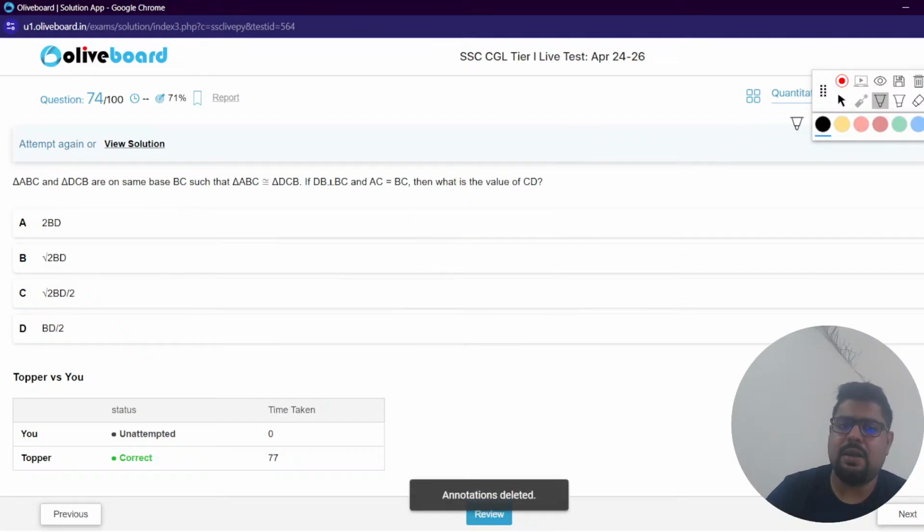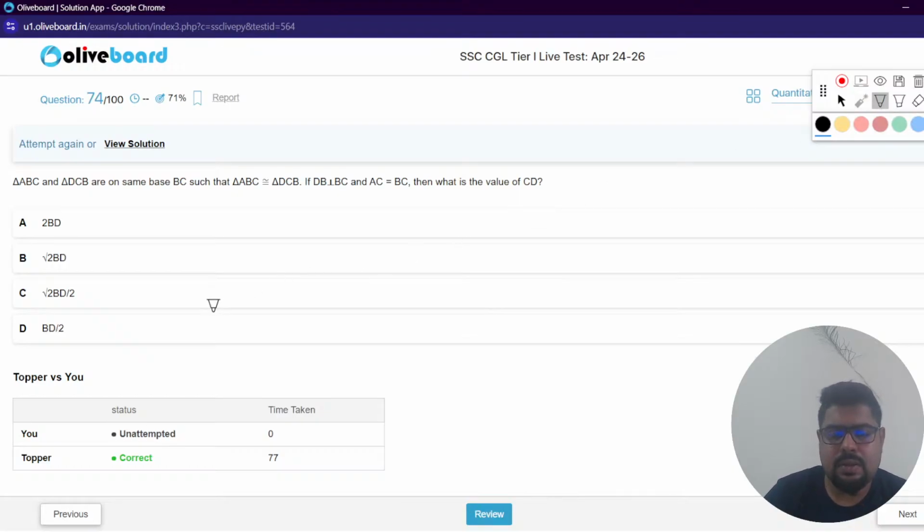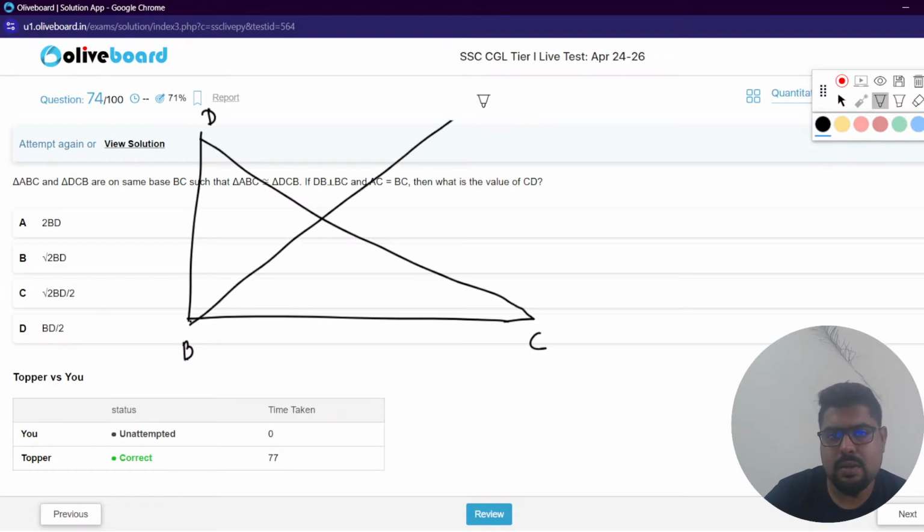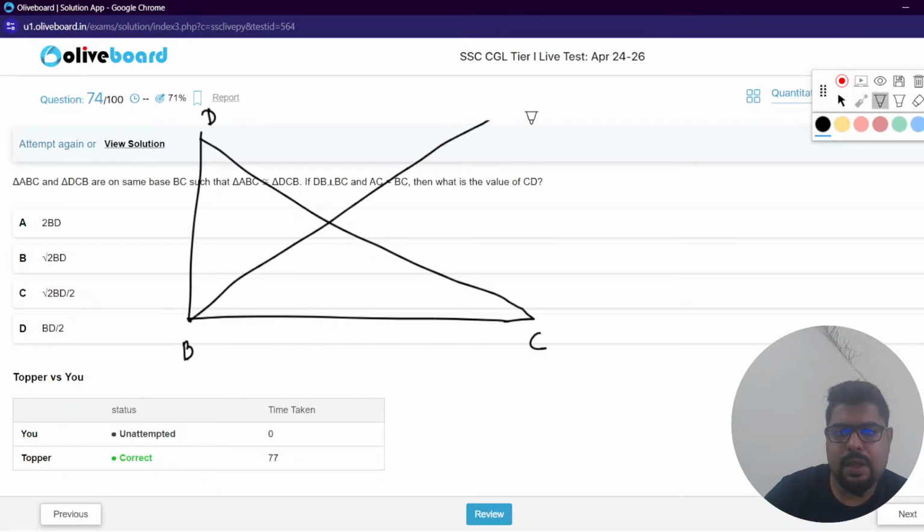Sir, I made the diagram wrong. 1 second. This is BC, this is DB. Now it works. They are congruent, so it must look something like this. This must be E. Okay, sir, BC says that these two are congruent. AC must be equal to BC. Now this is 90 degree, and congruent means this must also be 90 degree.